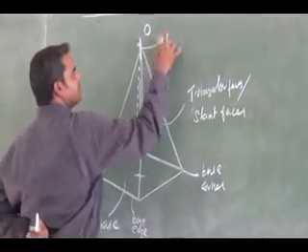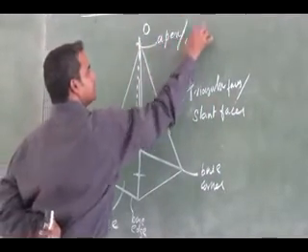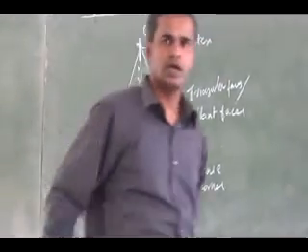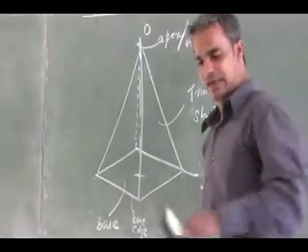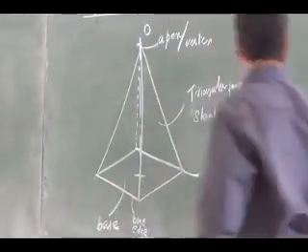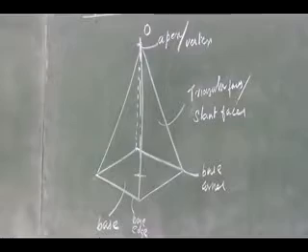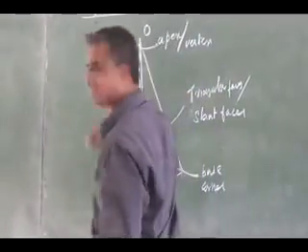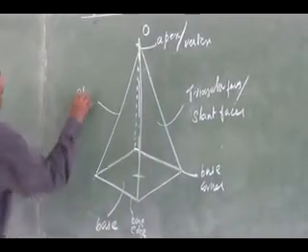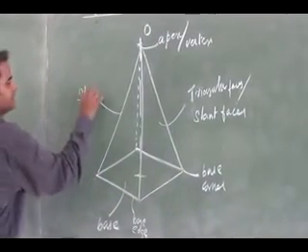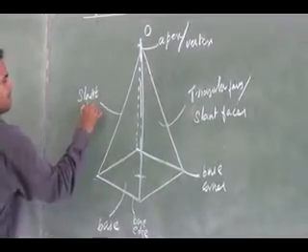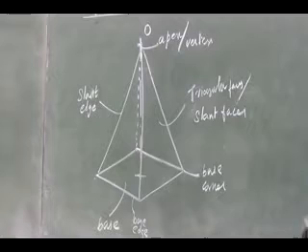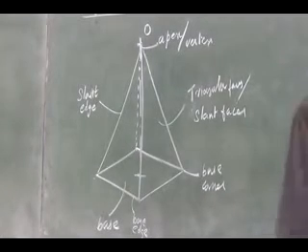Then this is my apex or vertex. It has an axis in the middle from the base to the apex, and it is perpendicular, so it forms a right triangle. So note down, this is the base edge, this is the base corner, and this edge I can term as a slant edge. So this is about pyramids.